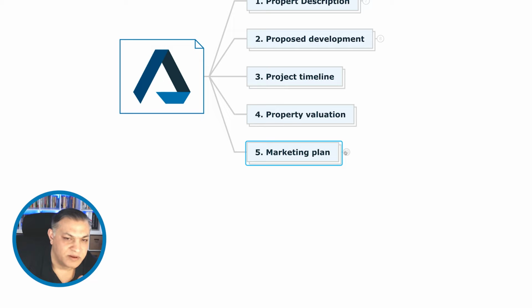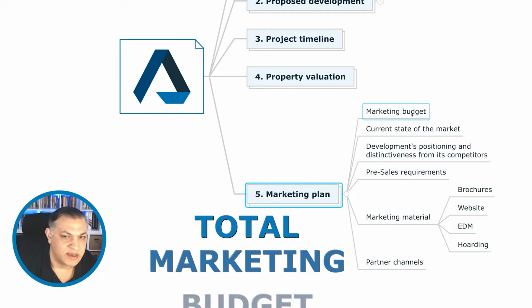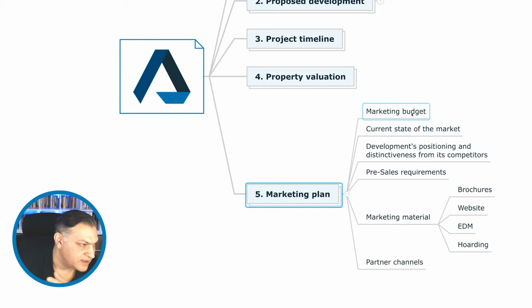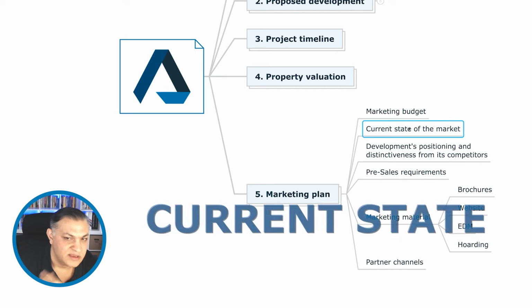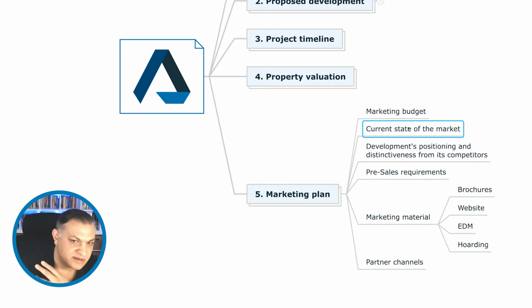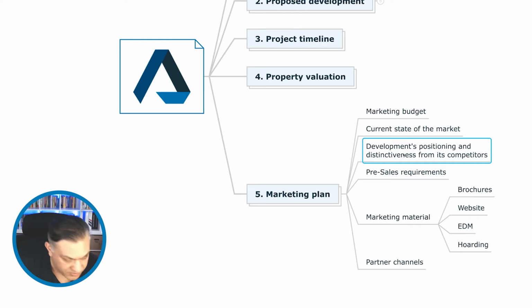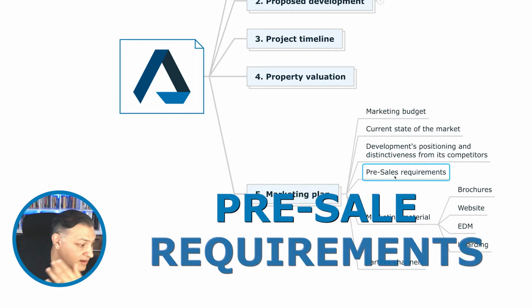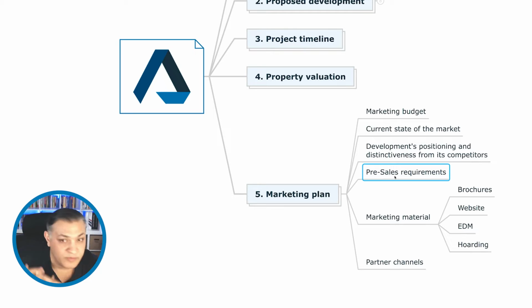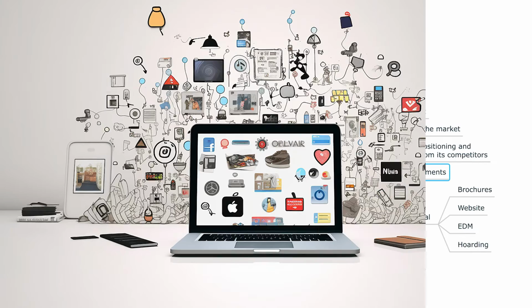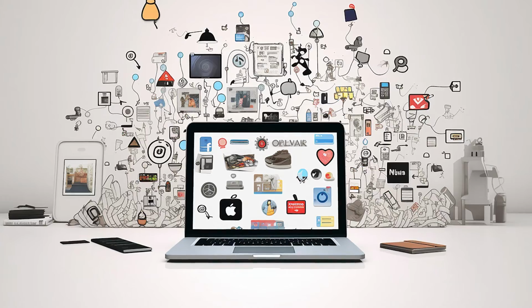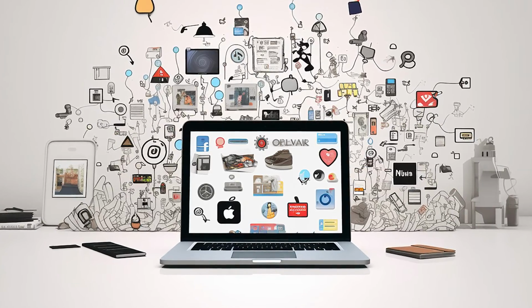So in your marketing plan, you must include your total marketing budget, what you plan on spending on the promotion of the project, current state of the market, who you're targeting, development positioning, and how you distinguish the development from other developments, pre-sale requirements that the lender might have imposed on you, what you need, when you're going to have those, any marketing material that you might have ready or you plan to include in your marketing.